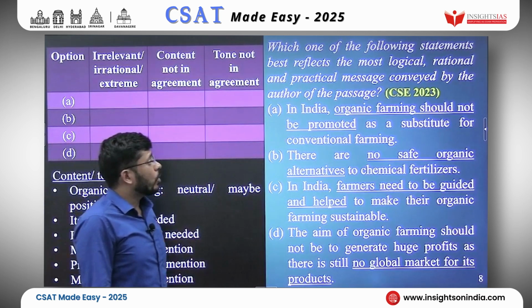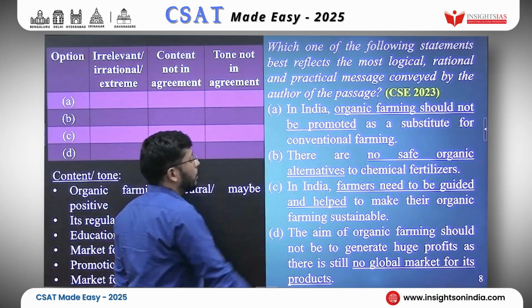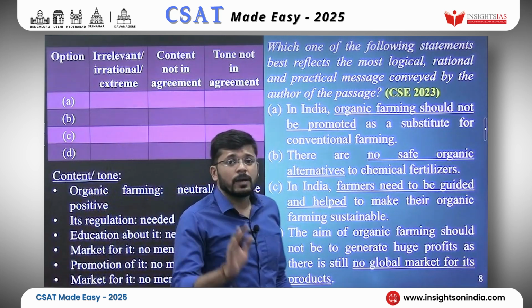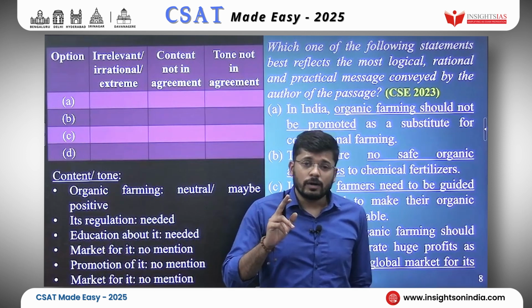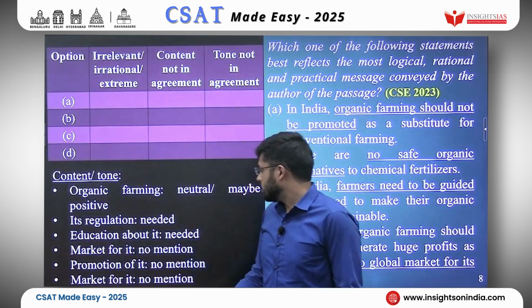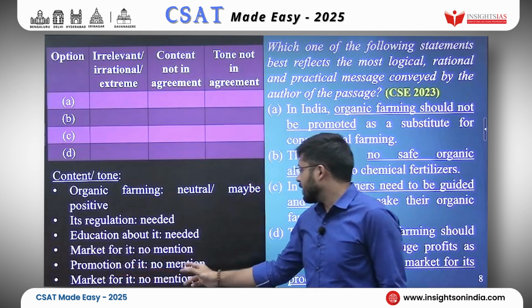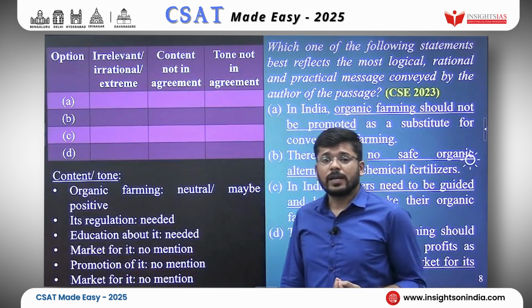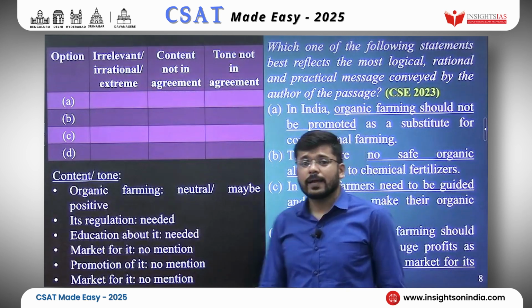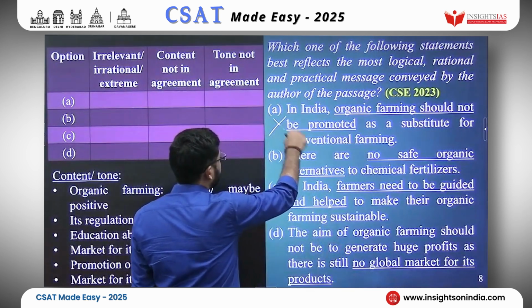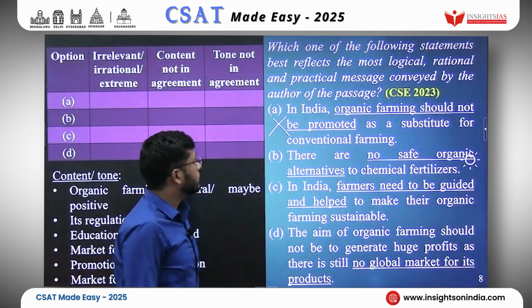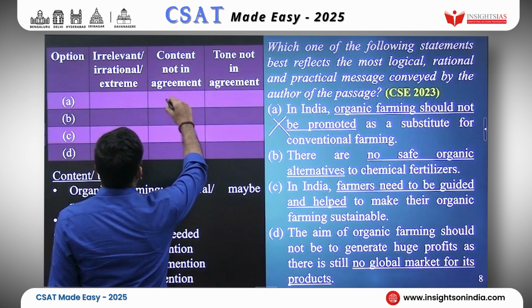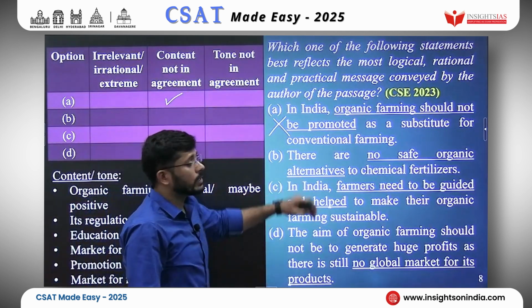In India, organic farming should not be promoted as a substitute for conventional farming. But does the passage talk about promotion? No, right? There is no mention of promotion of organic farming at all. So we will eliminate option 1, because it was not in agreement with the passage at all. Look at the second one.